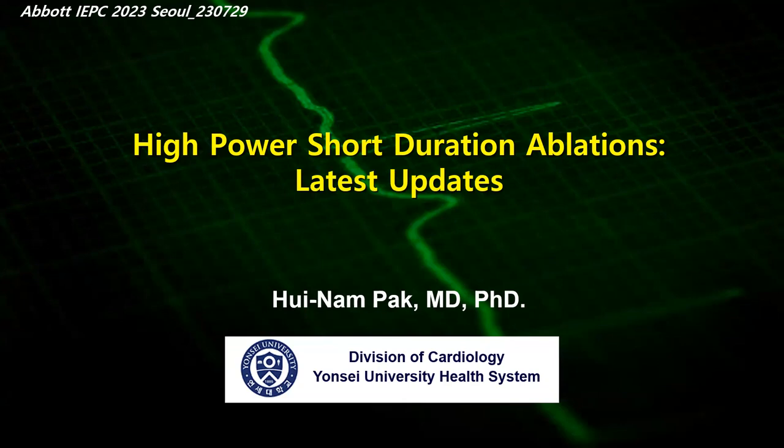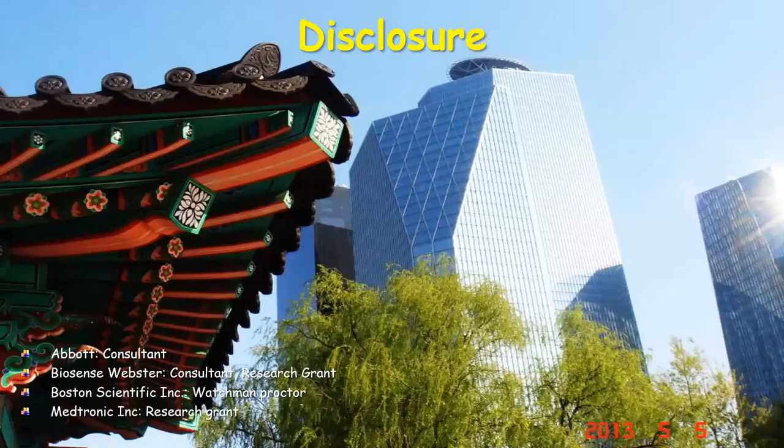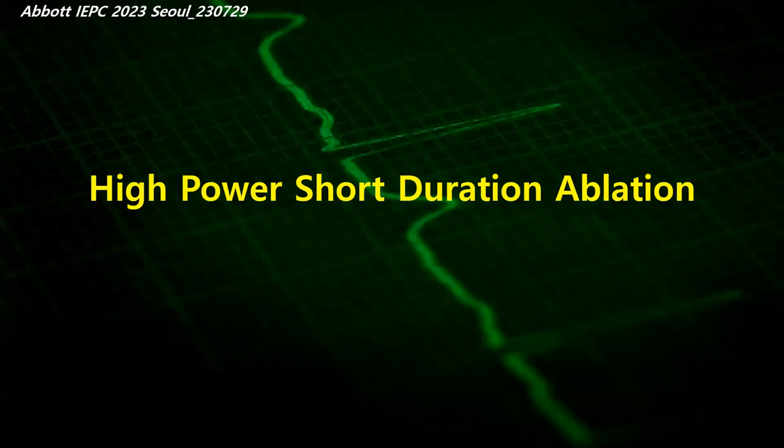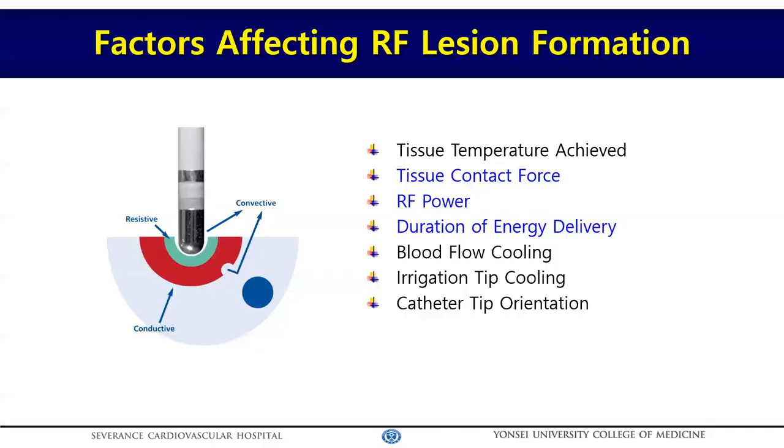My topic this time is the latest updates in hyper-short duration AF ablation. Disclosure information. Many people are familiar with hyper-short duration ablation. Some of you are already using it. Hyper-short duration ablation uses specified RF energy power for AF ablation, which is efficient in thin atrial tissue.